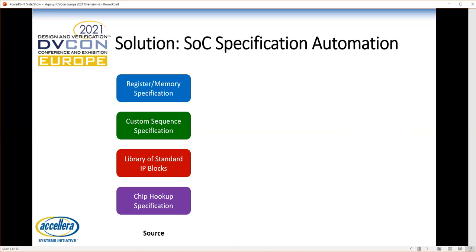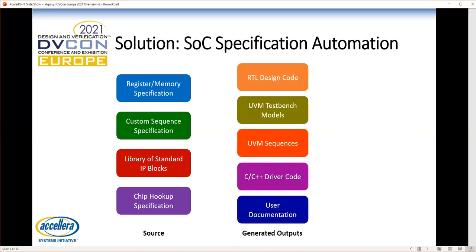And finally, the hookup at the top level of the SoC, describing how all the blocks connect together, can also be done in an executable format. And by executable, what do we mean? We mean you can actually generate outputs used by the entire project team. For example, if you have an executable specification for your registers and memories, you can automatically generate at the push of a button the RTL design that actually implements that portion of your chip.